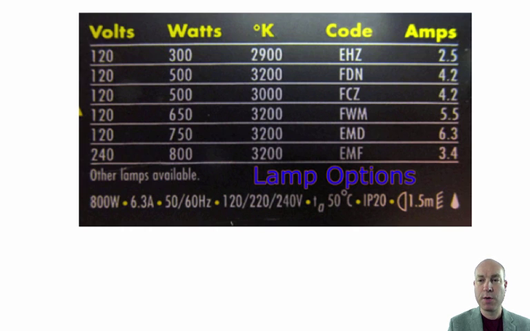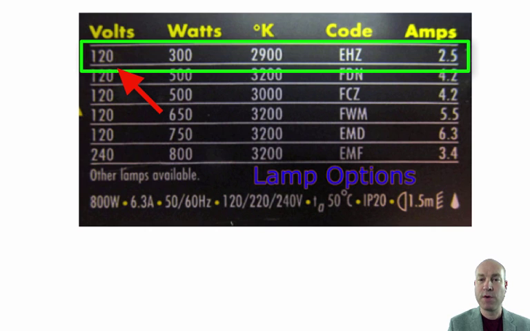So the very first bulb that we could put in here is 120 volts and 300 watts. It's 2900 degrees Kelvin. I'll explain color temperature in a future lesson, so we can skip Kelvin for now. The code is just going to help you buy it. So when you're finding that particular bulb, that code can help you track it down. And then this one even breaks down the amperage. So that's 2.5 amps for that 120 volt, 300 watt bulb.